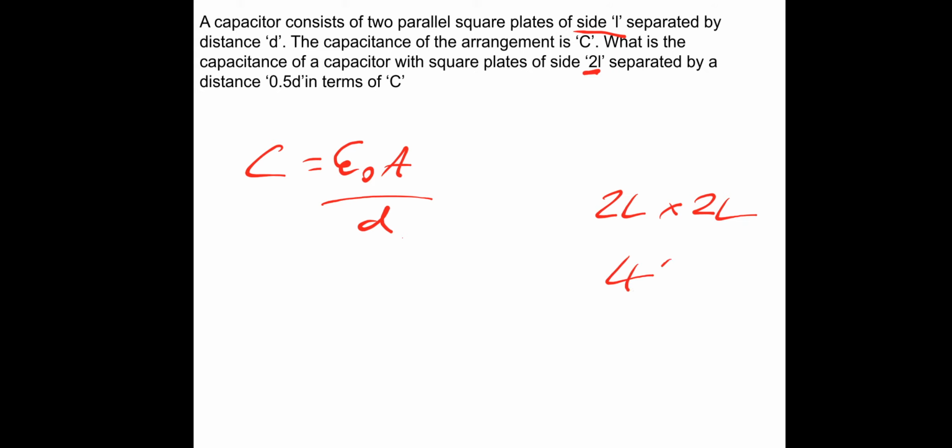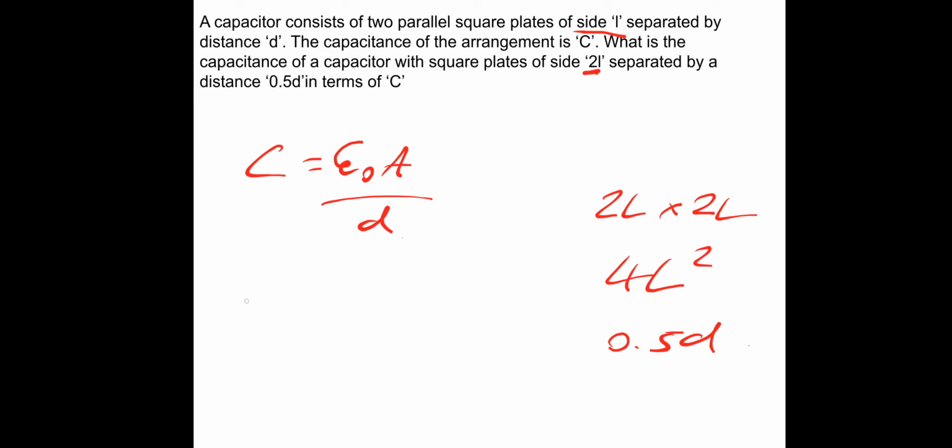So on this one, we just need to look at capacitance. So capacitance is epsilon naught A over D. So we've got side L, and this time we've got side 2L. So area is obviously the length times the length, so we've got 2L times 2L. And 2L times 2L is 4L squared. And the distance is 0.5 D.